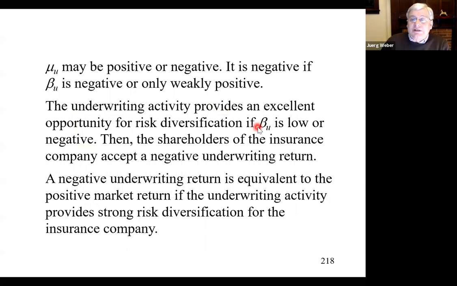Now, if beta u is low or negative, then underwriting provides an excellent opportunity for risk diversification. Then the underwriting business moves against the market return. And so the underwriting business then is a good risk diversification for shareholders. And that's why they then accept a negative underwriting return. The benefit of the underwriting business is then actually this risk diversification. It provides a hedge against holding shares, the risk of holding shares.